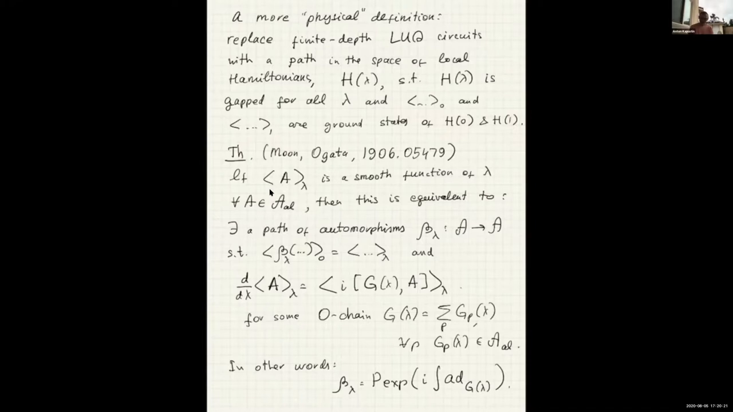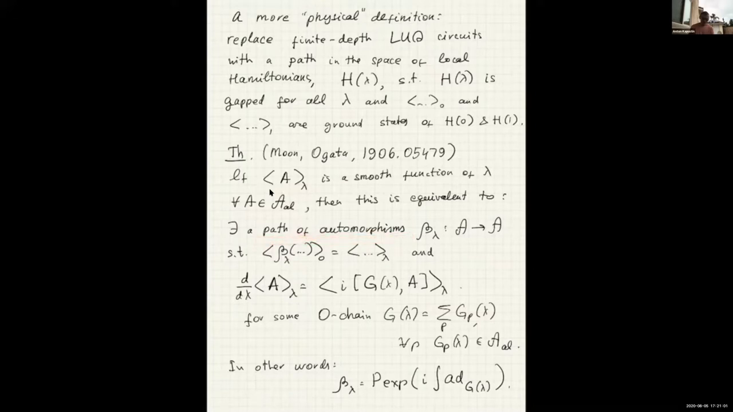Now this can actually be phrased in a different way, which is better for our purposes. Let's put some additional natural constraint. Suppose we found such a path, and suppose that, as a result, the expectation values of all almost local observables are smooth functions of this parameter. It seems like a reasonable assumption. Then there is a path of automorphisms which connects the states.